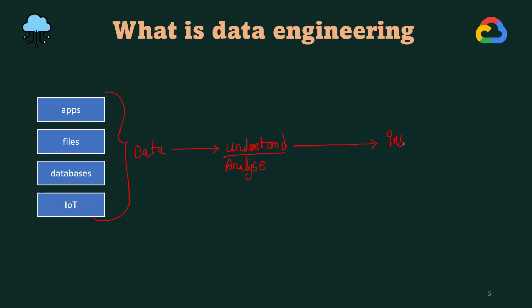The moment you try to analyze the data about your business, you get some kind of insights. Sir, what is meant by insight? Some kind of information, metrics information. This information is very useful for you to improve the business. Okay, so this is the main agenda for data engineering.